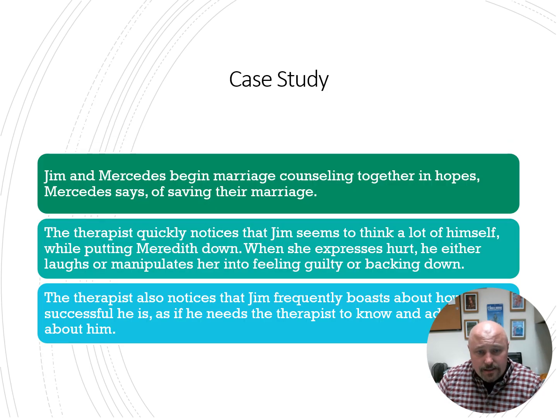In our first case study, Jim and Mercedes begin marriage counseling together in hopes, Mercedes says, of saving their marriage. The therapist quickly notices that Jim seems to think a lot of himself while putting Mercedes down. When she expresses hurt, he either laughs or manipulates her into feeling guilty or backing down. The therapist also notices that Jim frequently boasts about how successful he is, as if he needs the therapist to know and admire him.